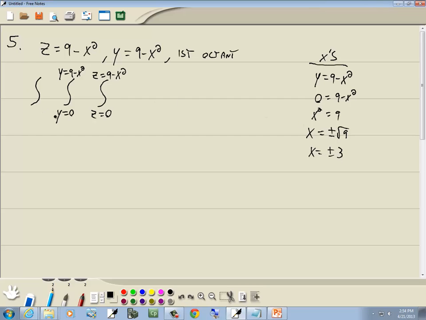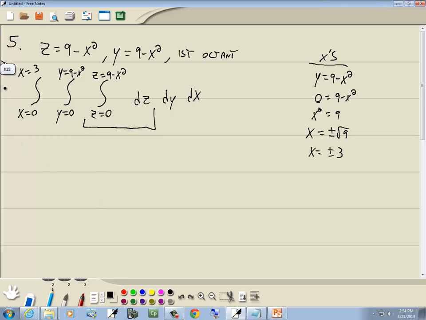Now that would make you think it goes from negative 3 to positive 3. And it would, except for the fact that they tell us it's in the first octant, which means that the x has to start at 0. And then it'll go to x is equal to positive 3. And then this will be dz, dy, and dx.